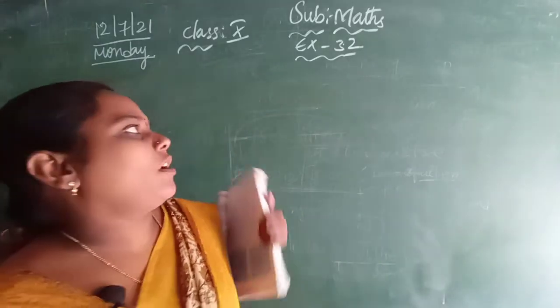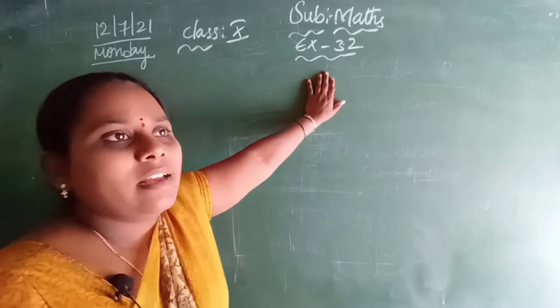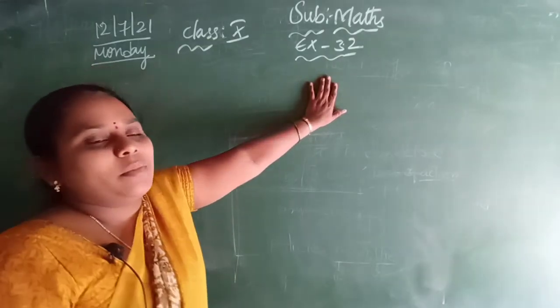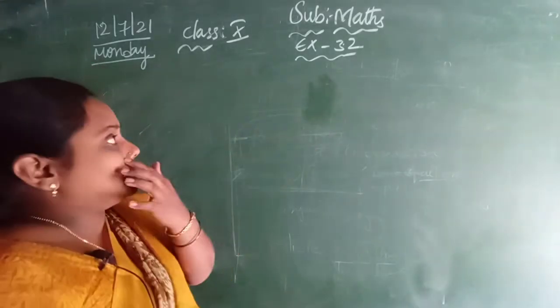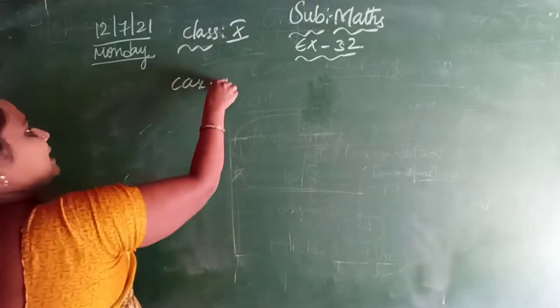Class 10th maths, 3.2 exercise I am going to explain to you. Before going to the 3.2 exercises, we will see some 3 cases. While drawing a quadratic polynomial graph, what are the 3 cases we arrive at? So case 1. What is case 1?